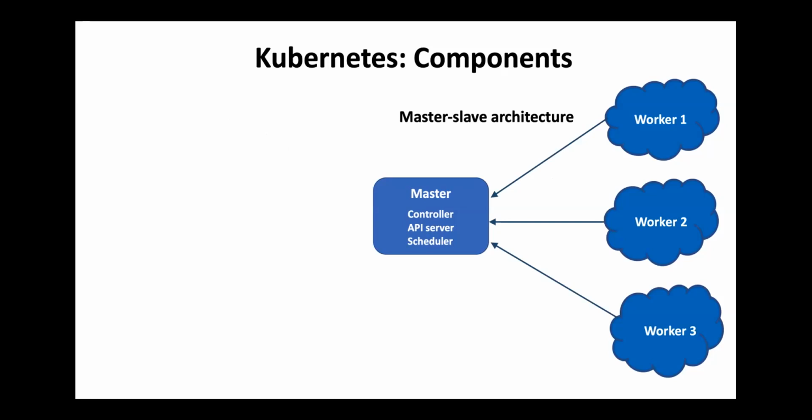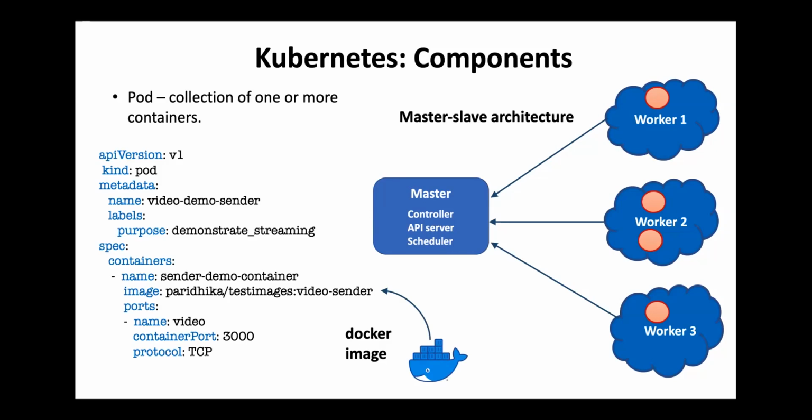The main basic and control management unit of Kubernetes is a pod. In this figure, the circles are indicating the pods deployed on the worker nodes. A pod is defined as a YAML file which consists of the reference of one or more Docker images which are pulled from the Docker registry.